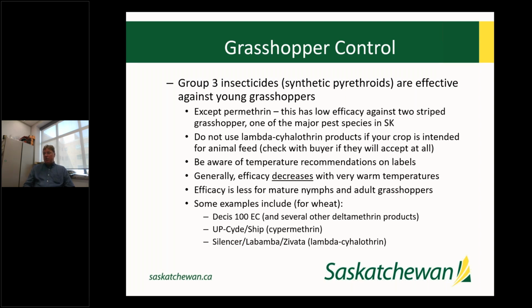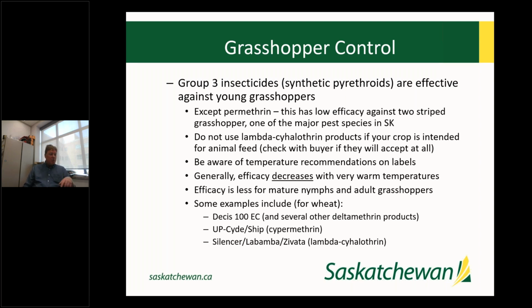25C is a pretty good cutoff for that one. You're going to see a lot of volatilization with that one, and it can be subject to UV breakdown as well. So temperature is going to reduce the efficacy of some group 3s, especially deltamethrin. And efficacy is going to be less for mature nymphs and adults. So if you're looking at mature nymphs, that is 5th instars with wing buds, and adults, you're going to want to look at other products because you're not going to get the efficacy that you're hoping for with group 3s. So some examples, and this is for wheat, Decis 100 EC, and several other deltamethrin products.